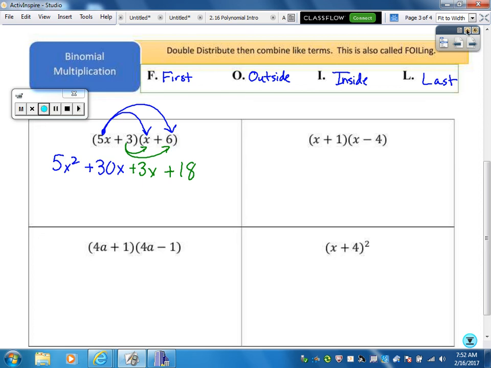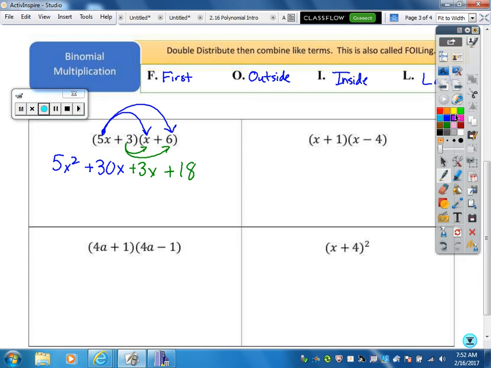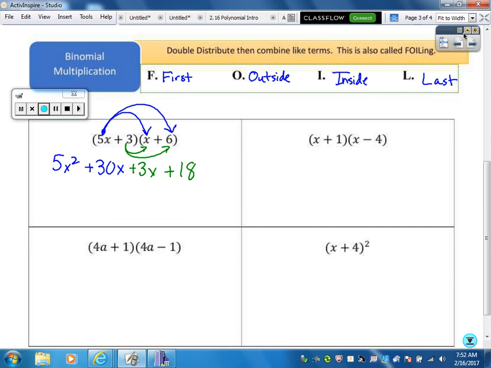You have always one other step, or nearly always one other step to this FOIL, and that is these like terms that show up in the middle. You get 5x squared, 30x and 3x make 33x plus 18. So nearly always these binomials times binomials make a trinomial, nearly always.